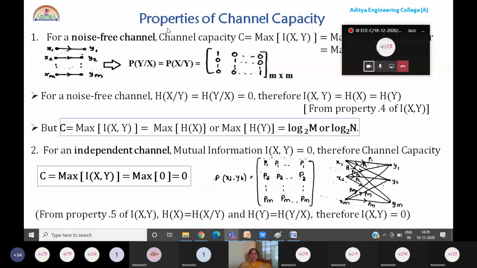For a noise free channel, the channel capacity C, how much did you obtain? It is either log m base 2 or log n base 2. Please remember the points. For a noise free channel, capacity is either log m base 2 or log n base 2. If you consider the transmitter, it will be log m base 2. If you consider the receiver, it is log n base 2.